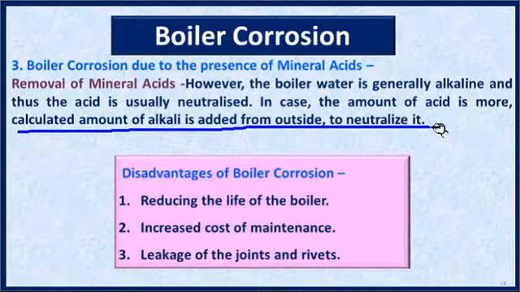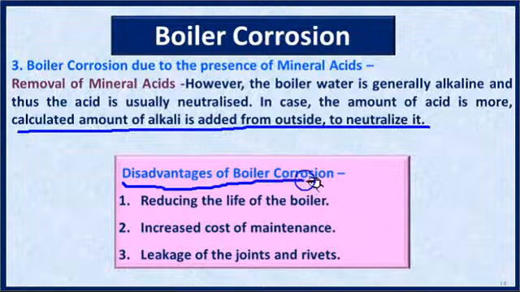So now we are understanding that due to the presence of oxygen, carbon dioxide and mineral acids, the boiler material becomes weak, and this is the cause of boiler corrosion. So what are the disadvantages of this boiler corrosion?